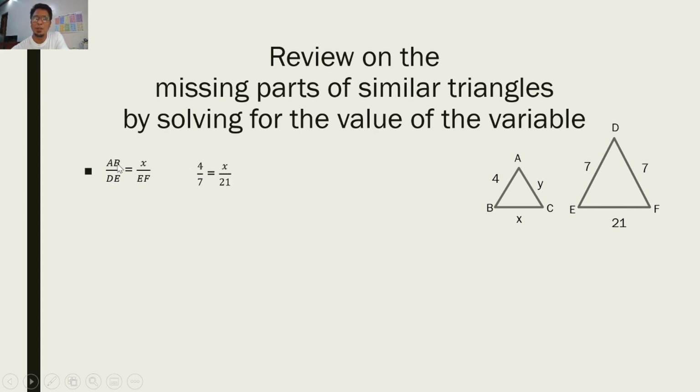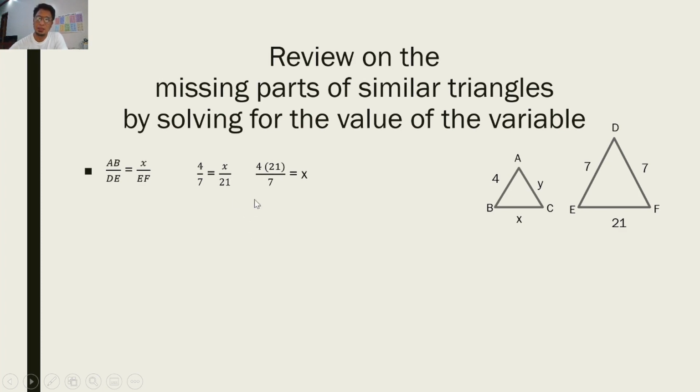Sir, saan nanggaling yung 4? AB. AB, 4. See? DE. DE, 7. Ayun. Equals x. Ano yung EF? EF, 21. So, we're looking for the value of x here.